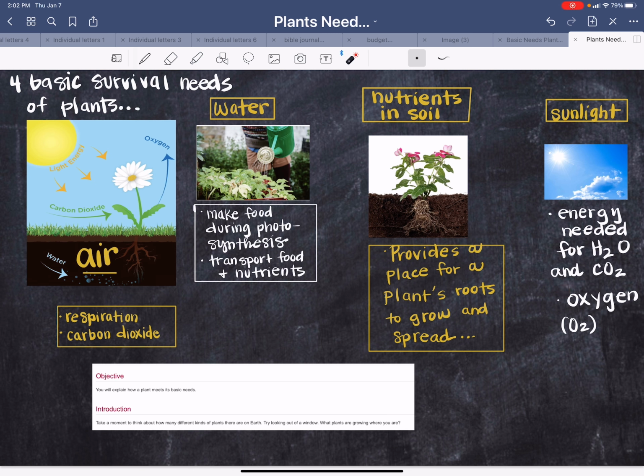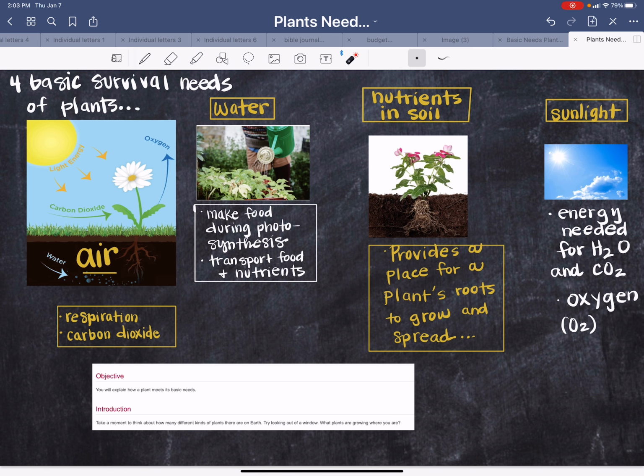So, take a minute. Think about all the different kinds of plants that there are on Earth. Try looking out a window. What plants are growing where you are? Take a look outside your window, walk outside if it's not raining, if your parents give you permission to.